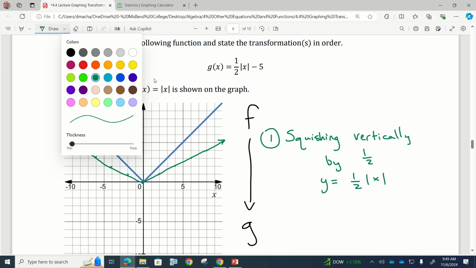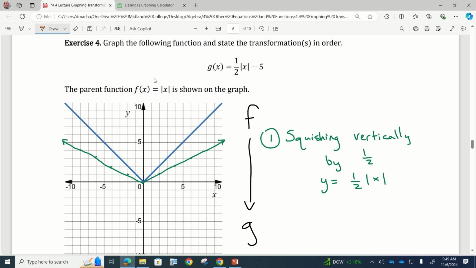And then the next transformation I do is I want to move it down 5. So now take the green curve, and if I actually want to get my g function, the difference between the green curve and the orange curve I'm about to draw is I just move everything down 5 units.